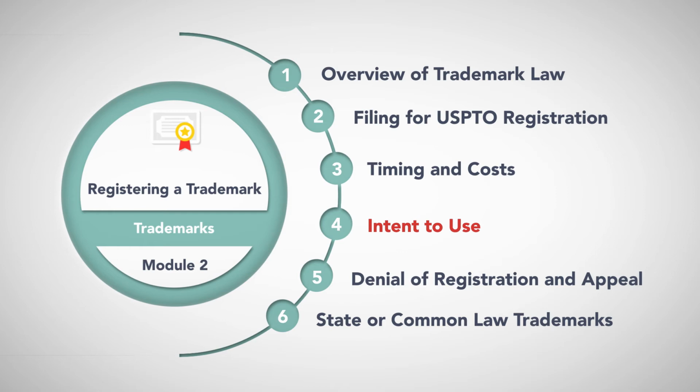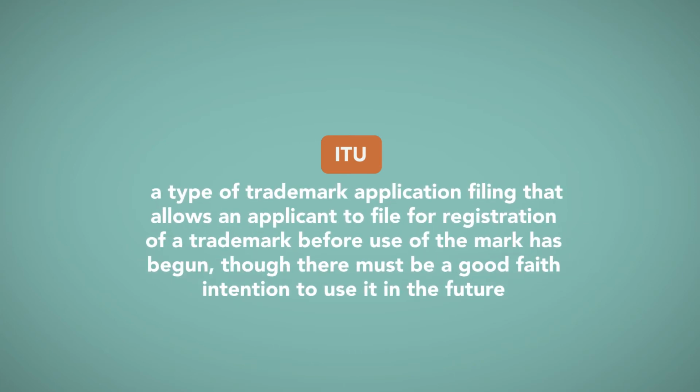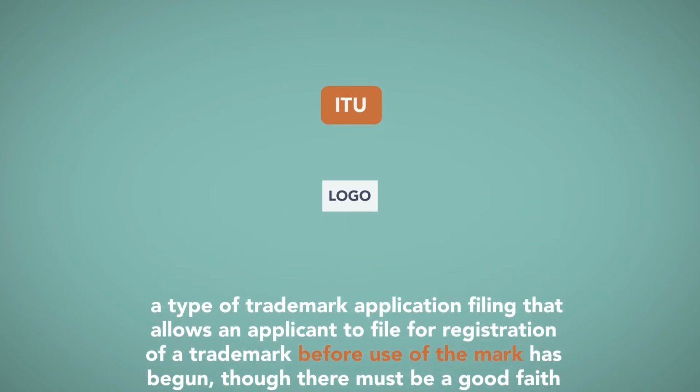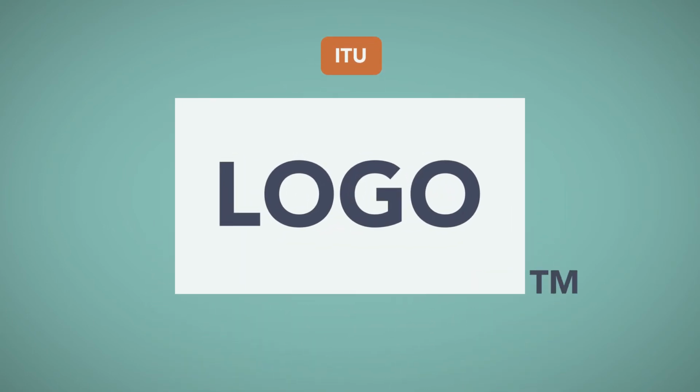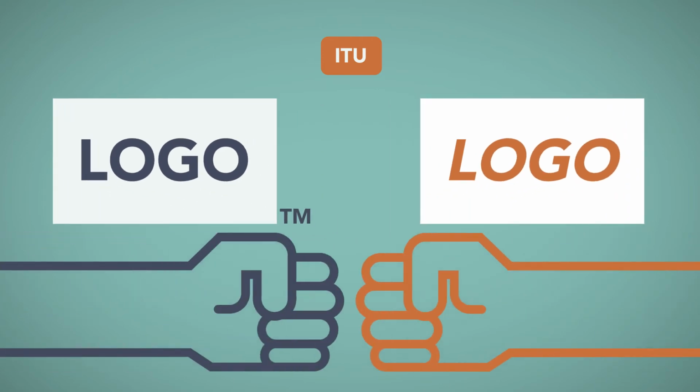Intent to use. Intent to use, or ITU, is a type of trademark application filing that allows an applicant to file for registration of a trademark before use of the mark has begun, though there must be a good faith intention to use it in the future. An ITU can serve as a strategy for obtaining an earlier application filing than that of a competitor, which would provide an advantage if there is a dispute.